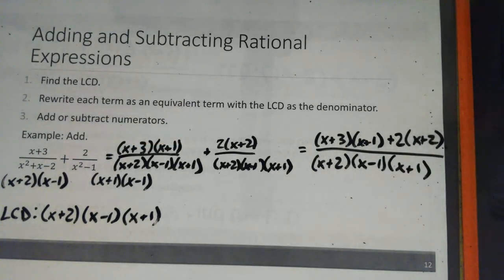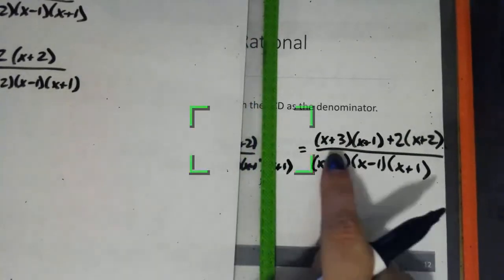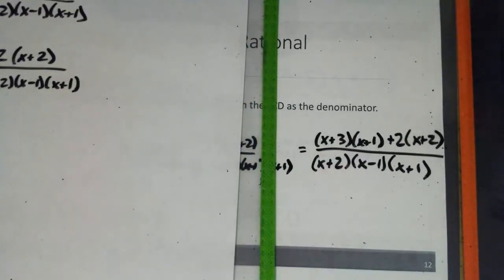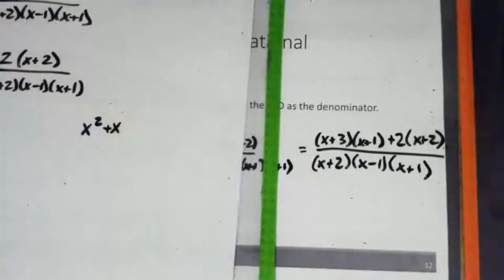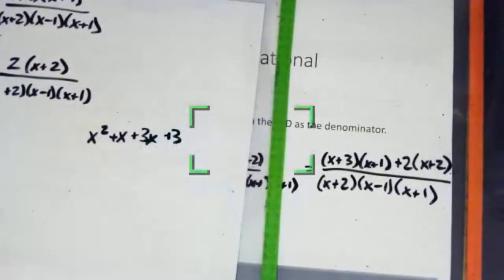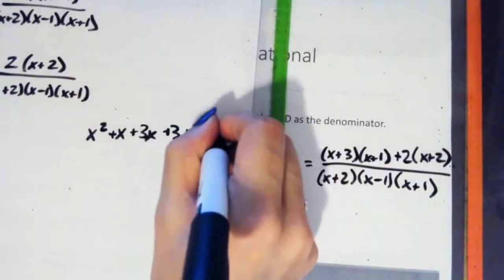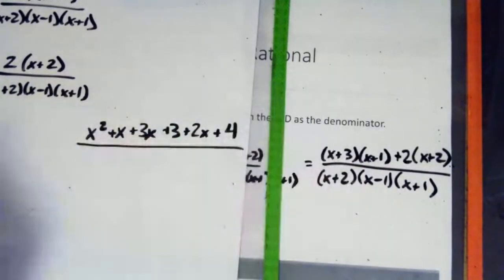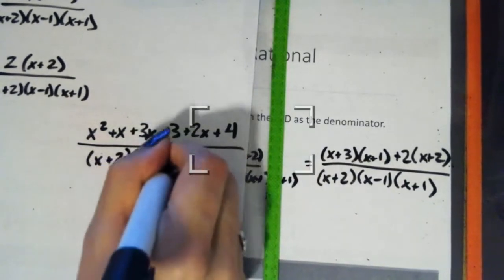I'm not thinking I'm going to have enough room, so I'm going to go ahead and go on to some paper to keep going. I'm going to have to FOIL these first two binomials together. And that's going to give me an x squared. Outside is plus x. Inside is plus 3x. Last terms is plus 3. And then I need to distribute my 2 through, which gives me a plus 2x plus 4 over that common denominator, x plus 2, x minus 1, x plus 1.